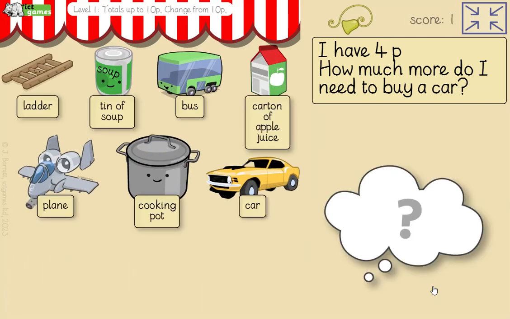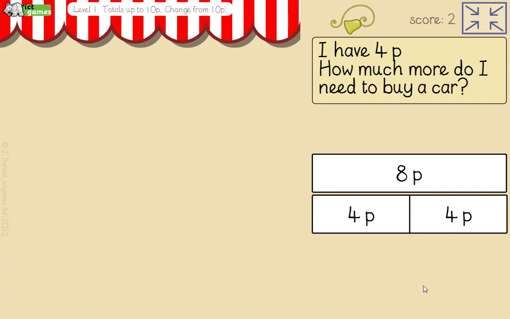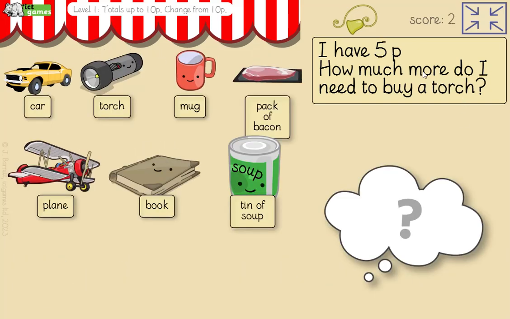So we might get a change question, we might get a how much more question. We've got a how much more question. I have 4p. How much more do I need to buy a car? So the car is 8p. Okay, so let's have a look at a model, this bar model to help us. So the car is 8p. I've got 4p. I've got to find the difference. Difference is taken away, so 8 take away 4 is 4. Okay, same sort of question again.